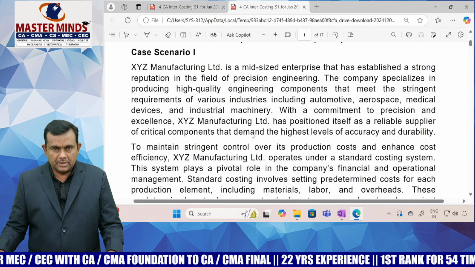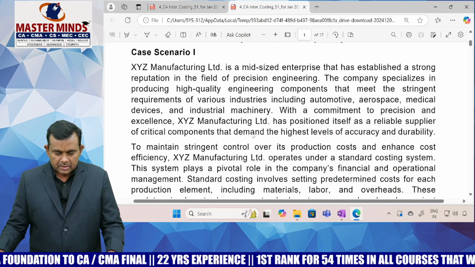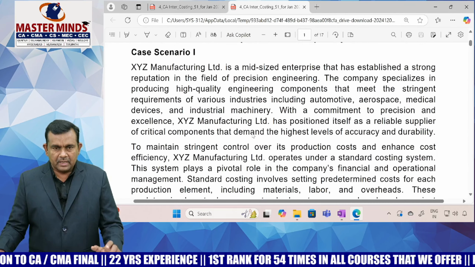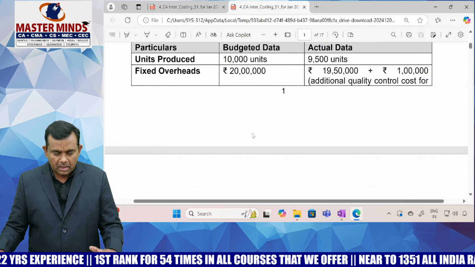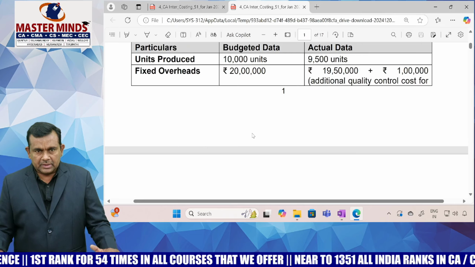This question is related to standard costing, sir. Two paragraphs are given in the problem, and the tabulated information is the most important. See the tabular data, the budget information and actual data.